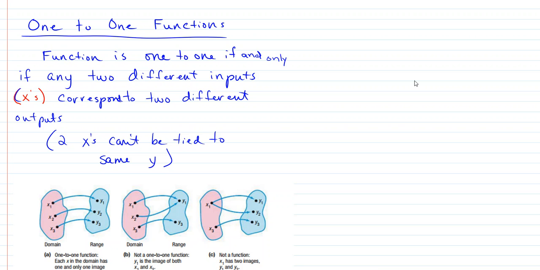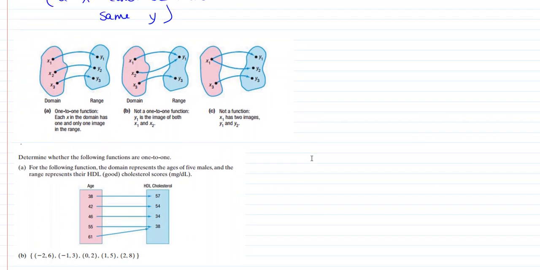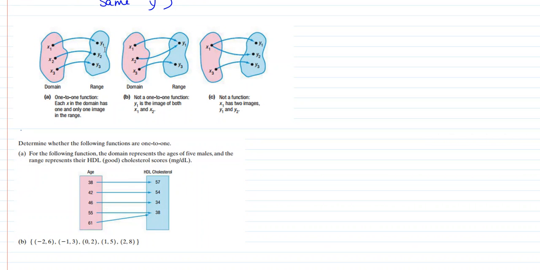This is section 5.2, and we talk about one-to-one functions. A function is one-to-one if and only if any two different inputs, x's, correspond to two different outputs. In other words, two x's can't be tied to the same y. And if you look at that graphically, in this one, a one-to-one function, each x in the domain has one and only one image in the range.